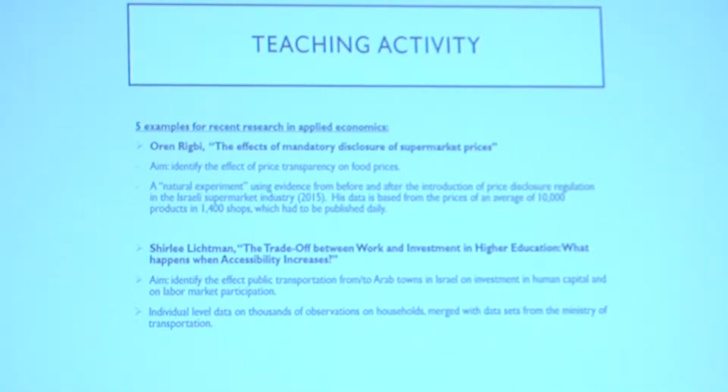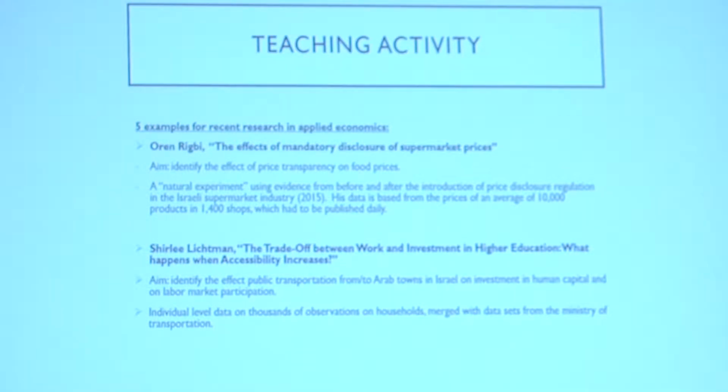Oren has a study where he looks at the effects of mandatory disclosure of supermarket prices. One of the questions in economics would be whether transparency of prices will allow more competition between products, and what we should expect is to see a reduction in price. So there was a reform. In this sense, to get the identification right and to identify the causal relationship, he uses a natural experiment.